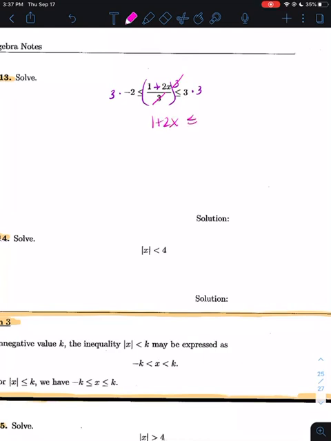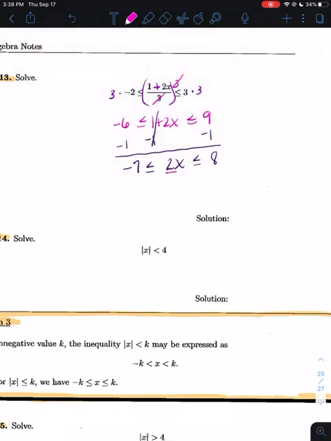I have 1 plus 2x. Put my symbols on both sides. 3 times negative 2 is negative 6. 3 times 3 is 9. And now I need to get x by itself. So I'm going to subtract 1 from all 3 places. Bring down my little symbols. Negative 6 minus 1 is negative 7. All right, this is 2x, less than or equal to 9 minus 1 is 8.